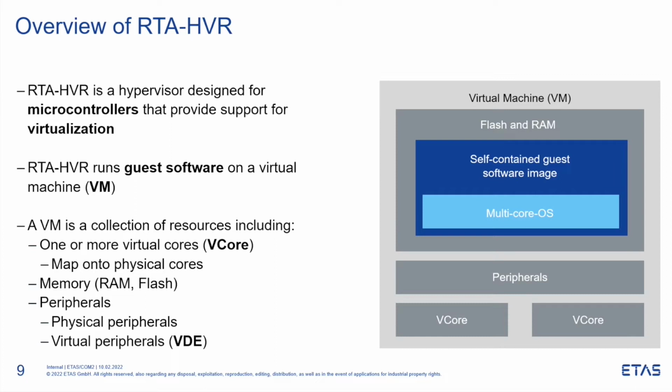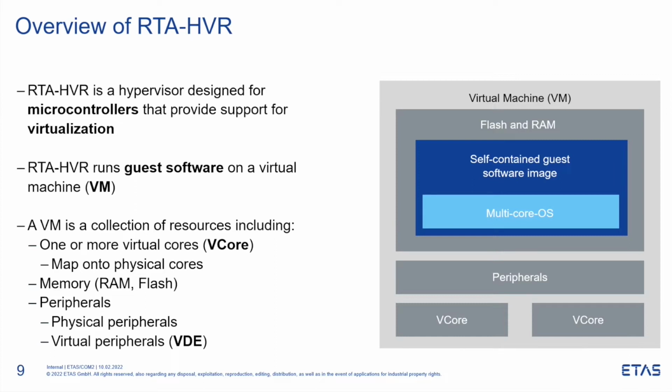So each of these guest softwares runs within a virtual machine. A virtual machine is a collection of resources. So it includes virtual cores. Within a single virtual machine, you could have multiple cores, or it may just be a single core. But each of these virtual cores will eventually map onto an underlying physical core.